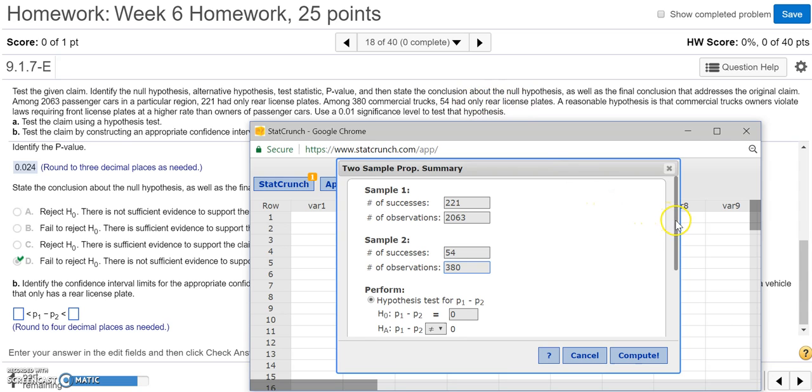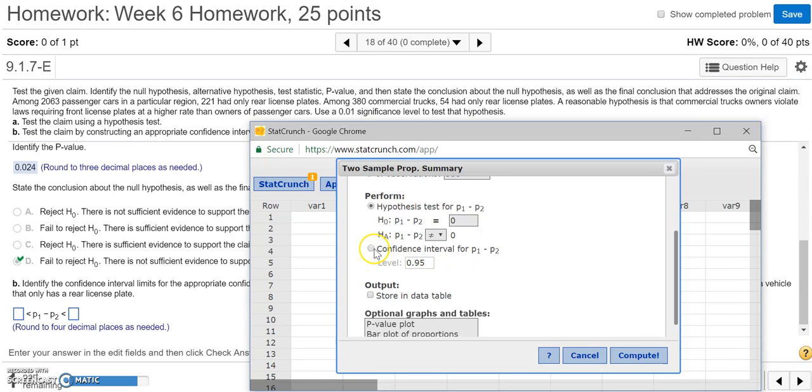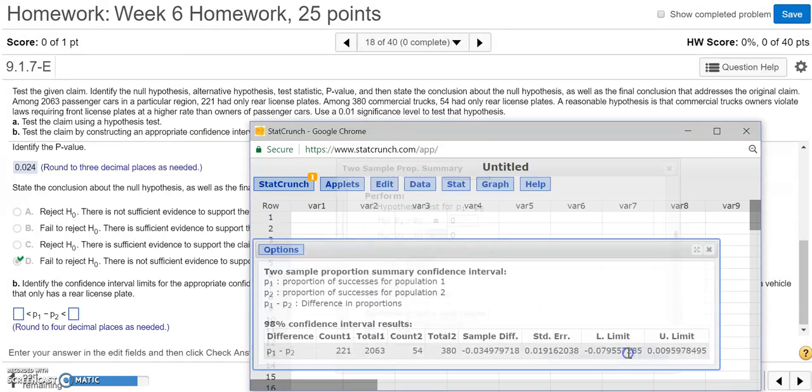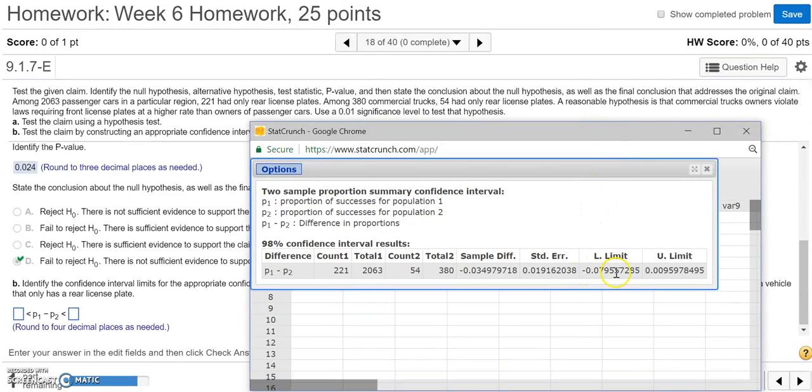And now, instead of doing a hypothesis test, which we were doing before, I'm going to select to do a confidence interval. It defaults to doing a hypothesis test, so we do need to select this specifically. And for the confidence level here, again, I said it was 98%, so we enter it here as a decimal as 0.98, and I'm going to click Compute. So this is my confidence interval. This is the lower limit, and this is the upper limit.